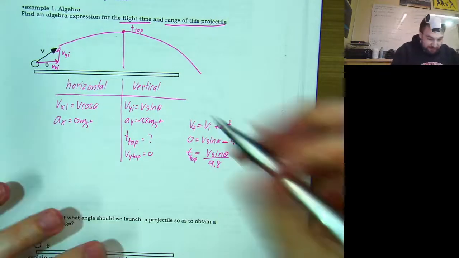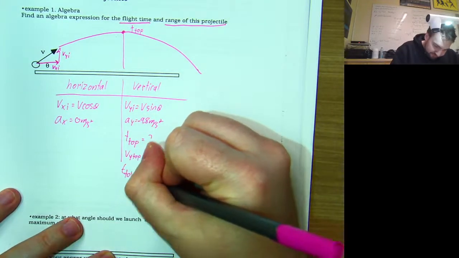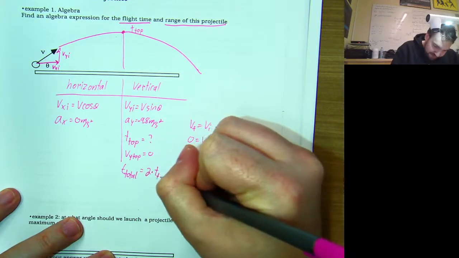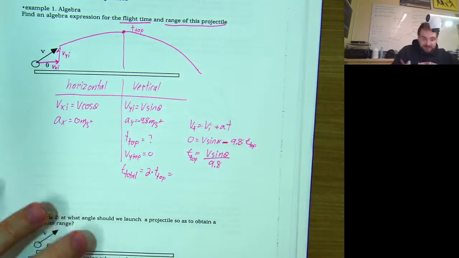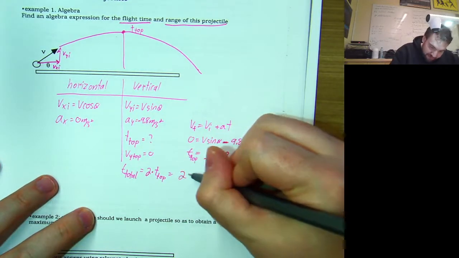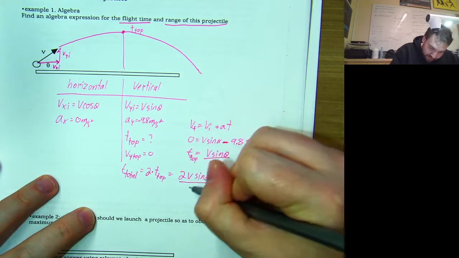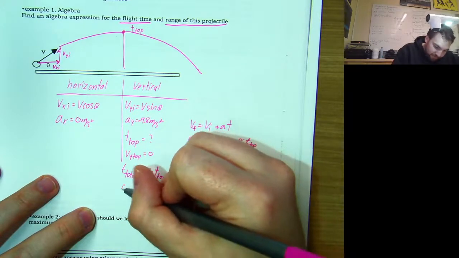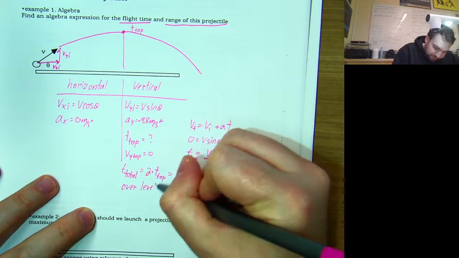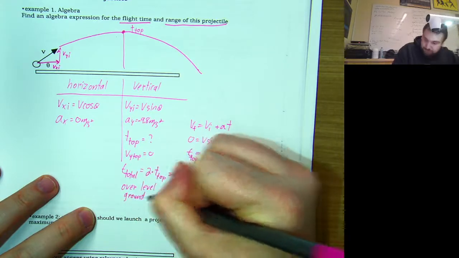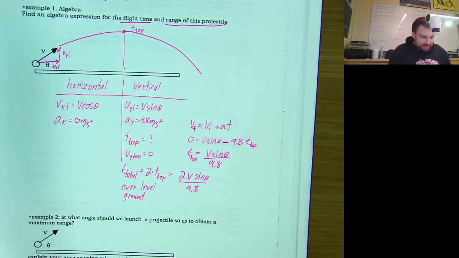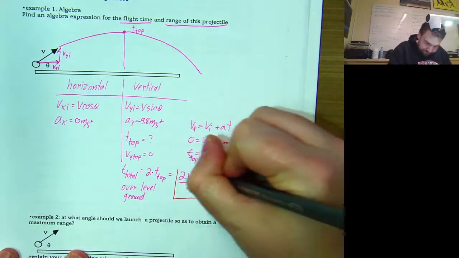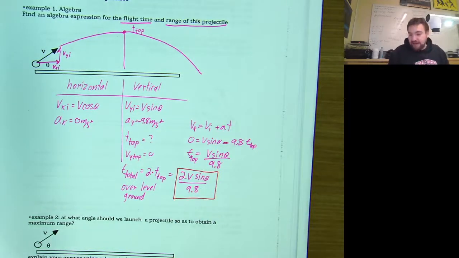Because this thing's level, we know that T total equals 2 times T top. And so that's just going to give us this expression here, 2V sine theta over 9.8. And this is true over level ground, which is a nice little result. We like this, so we're going to put a nice little box around it. And in a second, we're going to add it to our formula sheet here.